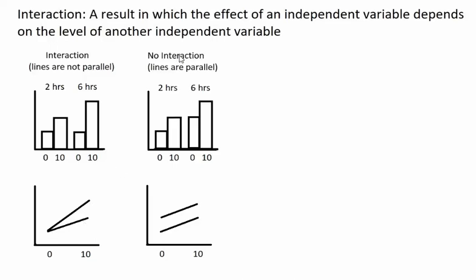Now, if the researcher got this outcome over here at the right, and this bar graph ended up being the outcome, the researcher would say that the data is showing no interaction. So that's because if you look at the difference in performance between 0 and 10 hours of studying with 2 hours of sleep, and compare it to the difference between 0 and 10 hours of studying with 6 hours of sleep, you would see that the effect of studying doesn't change. It's the same regardless of how much sleep the participants are getting, because this jump right here at the left end is the same as this jump at the right end.